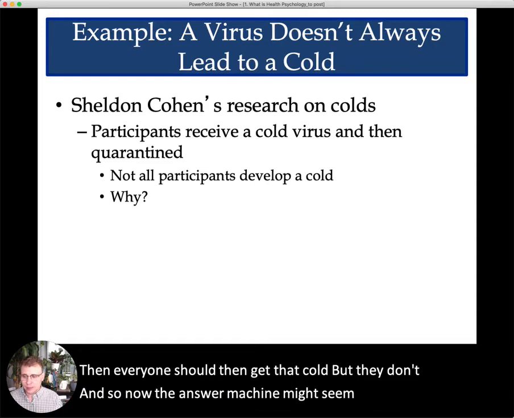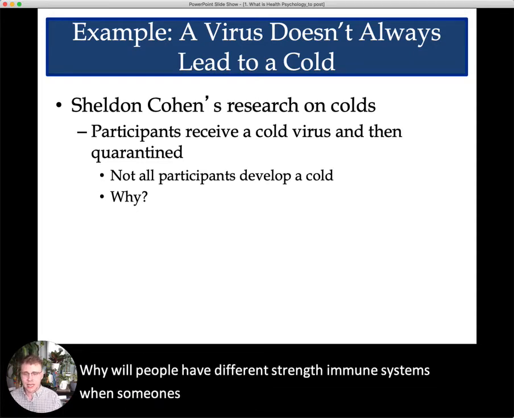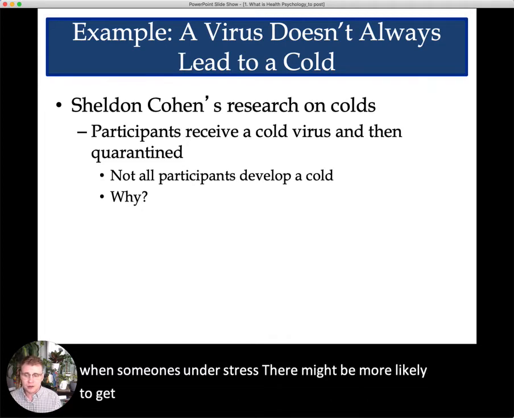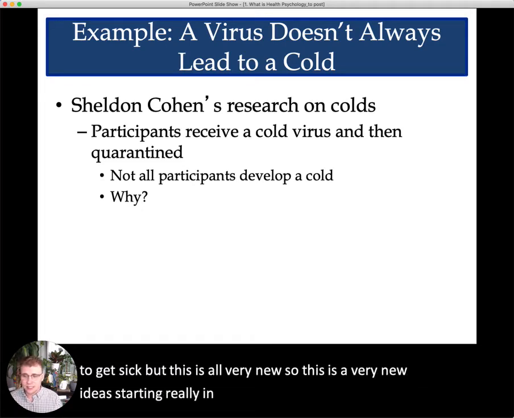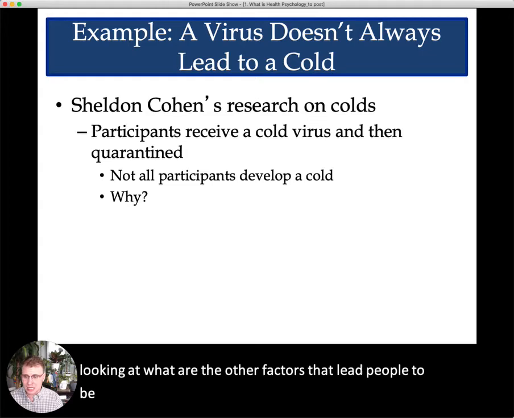And so now the answer to you might seem obvious. Why? Well, people have different strength immune systems. When someone's under stress, they might be more likely to get sick. But this is all very new. These are very new ideas, starting really in the 1970s and beyond, to be looking at what are the other factors that lead people to be more or less susceptible to coming down with something when they're exposed.